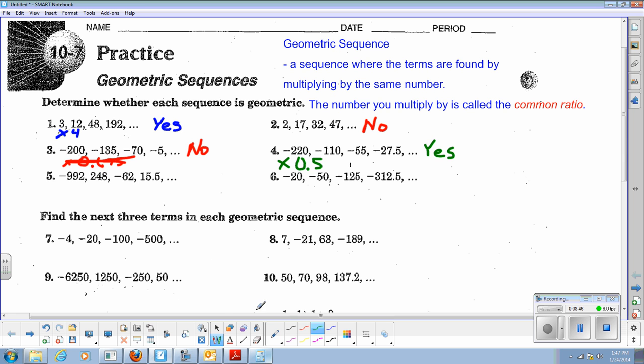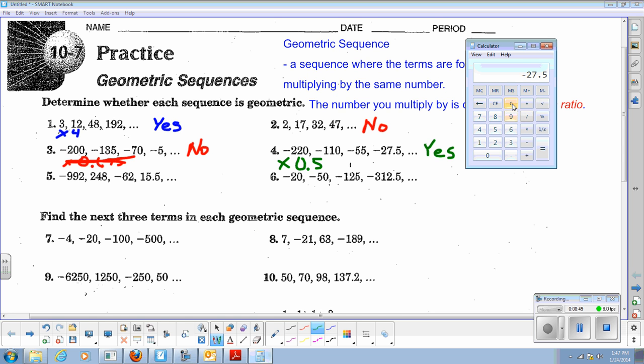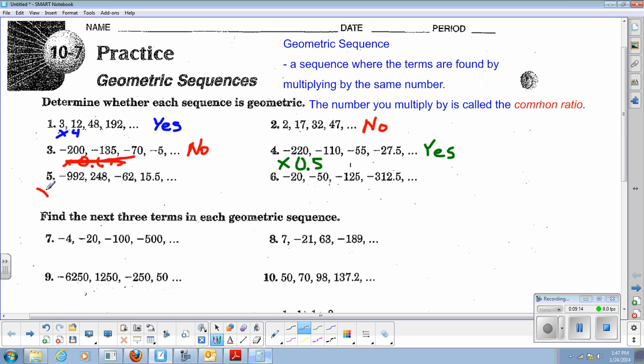I don't know this off the top of my head, so I'm going to take my calculator again and clear it out. I'm going to take the second term, 248, and divide it by the first term of negative 992. So 248 divided by negative 992. Let's see what we get here. A negative 0.25. So that's suggesting that I am multiplying by a negative 0.25. So let's put that over here, times negative 0.25. Let's test this and see if it works.